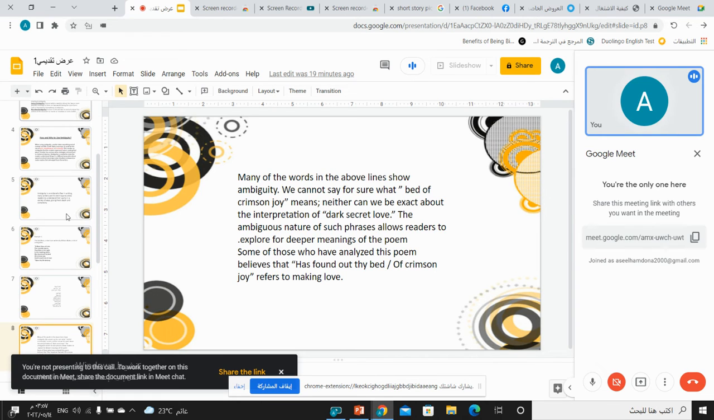Many of the words in the above lines show ambiguity. We cannot say for sure what a bit of crimson joy means, neither can we be exact about the interpretation of dark secret love. The ambiguous nature of such phrases allows readers to explore deeper meanings of the poem. Some of those who have analyzed this poem believe that has found out the bed of crimson joy refers to making love with the rose.